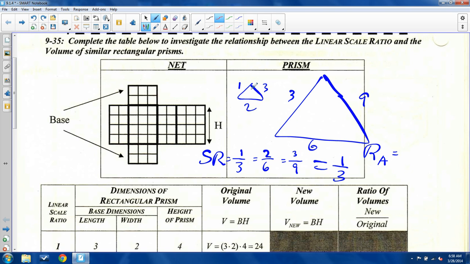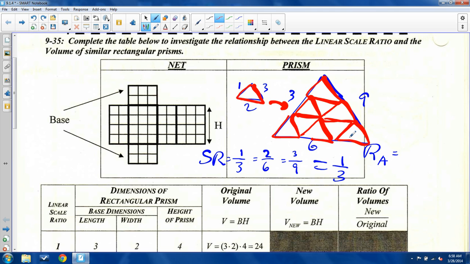I can take this triangle here, and I can fit it into this triangle 1, 2, 3, 4, 5, 6, 7, 8, 9 times. Okay, so this triangle gets dumped into here. I can fit it in 9 times.